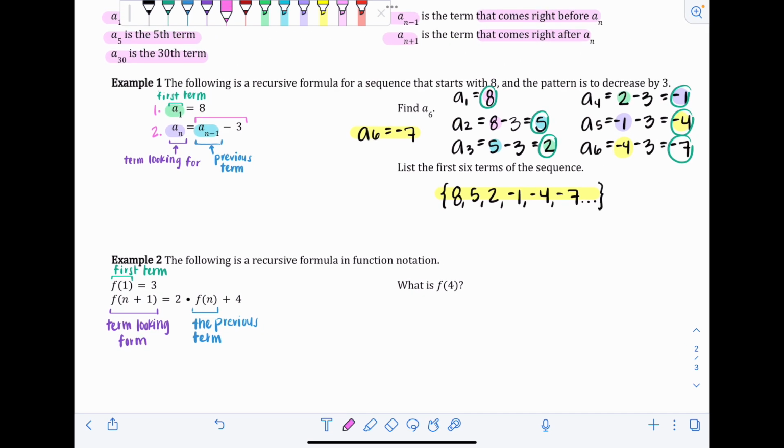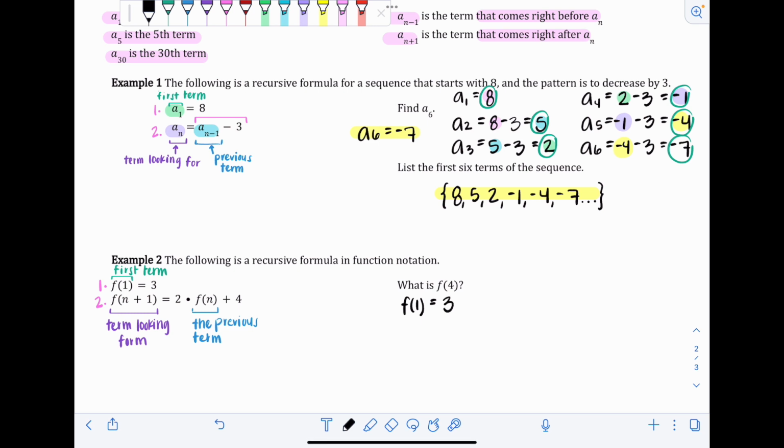Okay, so same thing here. Even though it's in function notation, you need 2 lines. You need the one for the first term and then the one for the rest of the terms in the sequence. So for this problem, we're going to find f of 4. So same thing applies where we have to find the first 4. We can't just skip right to 4, unfortunately. So f of 1, I'm just going to write that because it was given to us. So f of 1 was 3. That was the first line from the rule. So f of 1 equals 3.